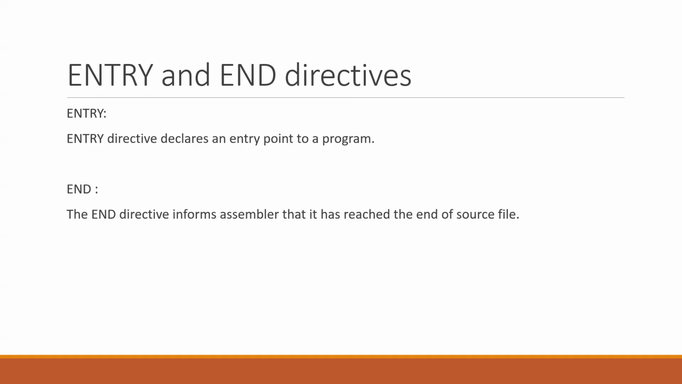The program may also have the ENTRY and END directives. The ENTRY directive is the code entry point, or the point in the code where the program execution should begin. And it is ended with the directive called END, which indicates the end of the file. END is a directive which informs the assembler that the end of the source file has been reached.